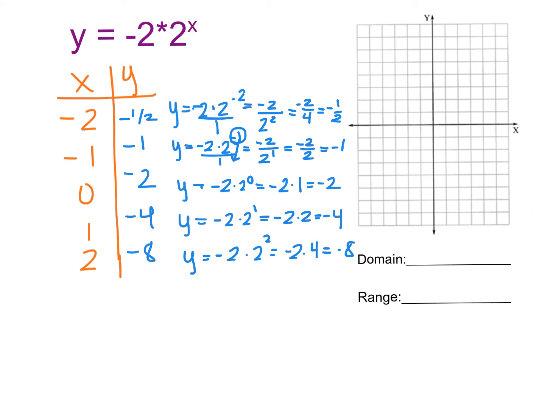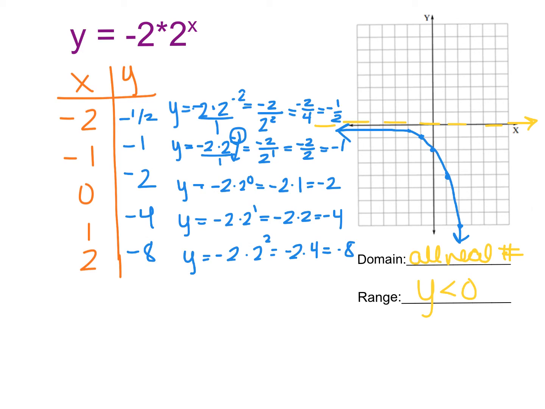So then from here, we're going to graph these. So we have (-2, -1/2), (-1, -1), (0, -2), (1, -4), and (2, -8). Remember, we can't cross the x-axis, so it's just going to shoot down like that. Then from here, we need to find our domain and our range. Domain is going forever to the left and forever to the right, so we have all real numbers. Our range is below the x-axis, so we have y is less than 0 because it's all of the y values less than 0, but not quite crossing this horizontal asymptote here, so not quite hitting it.